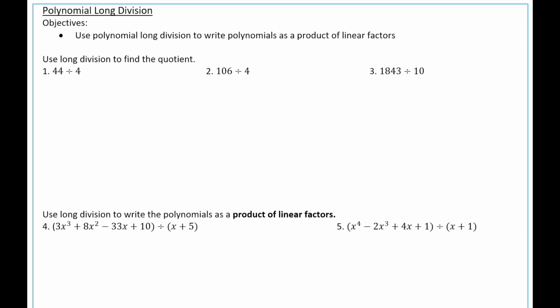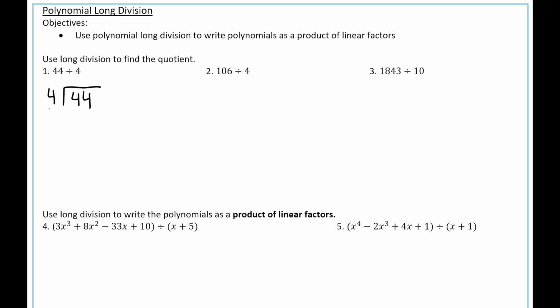In this video, we are going to learn about polynomial long division. So before we dive into long division with polynomials, let's go ahead and practice with regular numbers. If I want to divide 44 by 4, I know that it goes in 11 times, but just to show the process, I'm going to take 4 and I'm dividing 44.